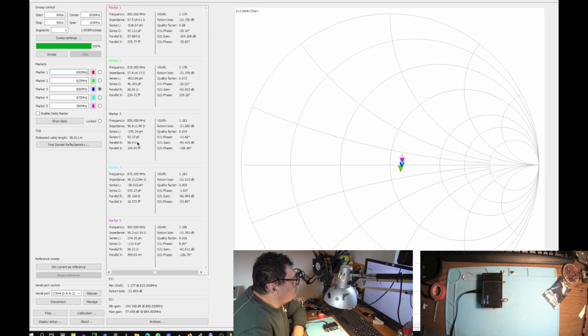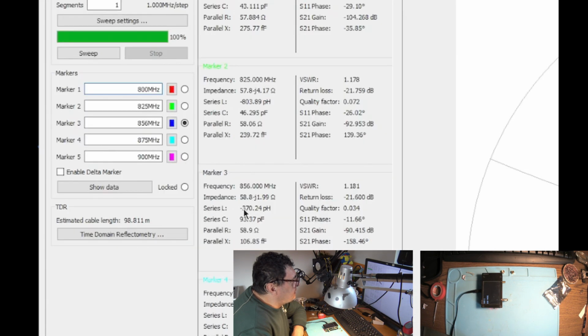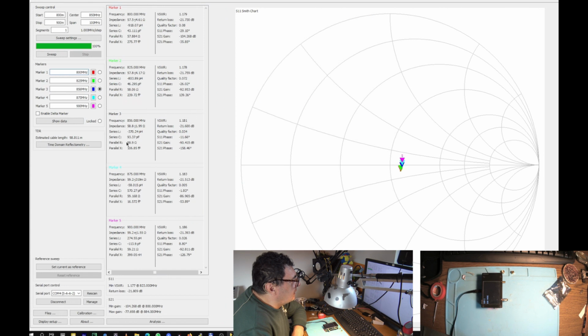What we have to look for is these parameters here. First of all, you see the inductance is very low, minus 370.24 picohenry. And of course, the resistance is 58.9 ohms. And now, like I said, we'll try to reproduce this guy here. Of course, the goal is to have 50 ohm, and that should go a little bit to the left.